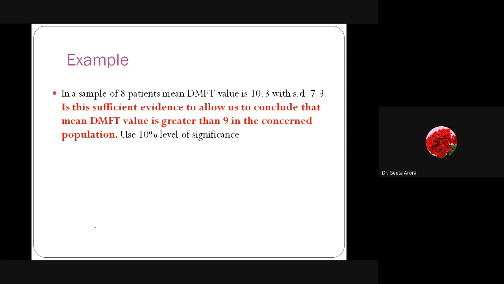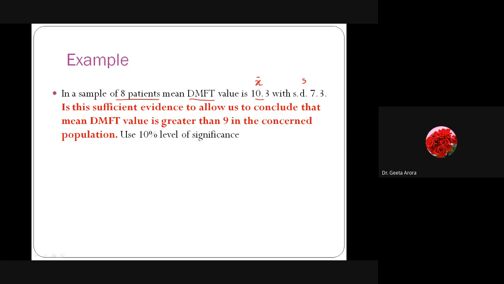Here, in a sample of 8 patients, the mean DMFT value is 10.3 with a standard deviation of 7.3. Here the data is not given, but we still have a small sample size. We are talking about 8 patients, and DMFT might be some medical term. The mean DMFT value for the sample is x bar, and the standard deviation S is given as 7.3.